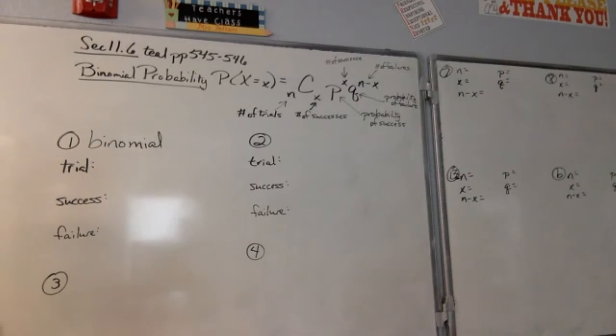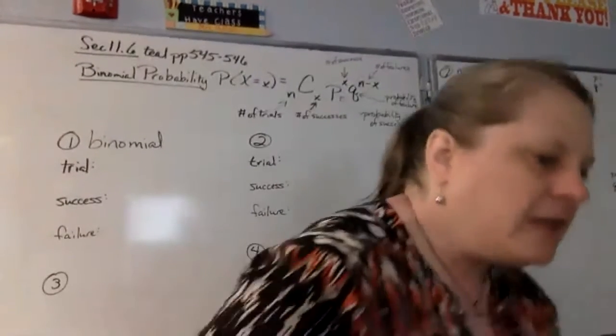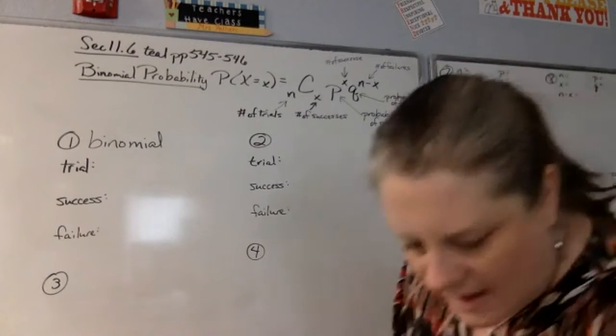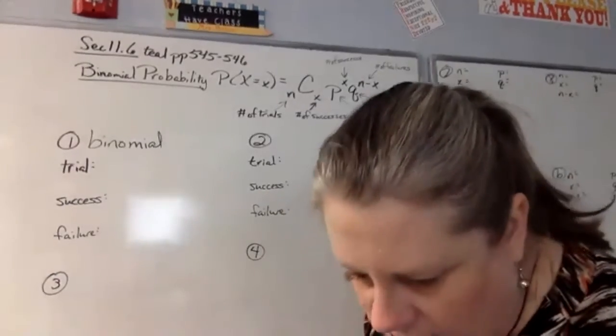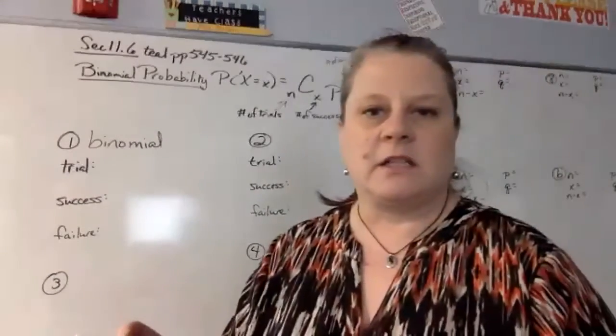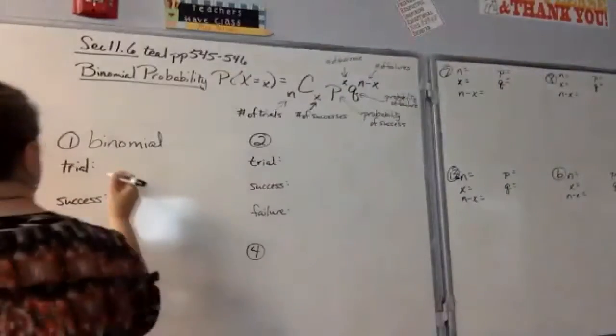Okay. So that's our first criteria. It's a binomial. All right. Now the next thing it wanted to know was what the actual trial was. What is she doing? Oh, I just knocked everything over. What's she actually doing? She's throwing a ball, right?